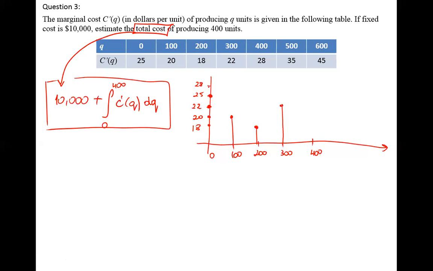Okay, I can keep working. 28. And actually, I will put 500 also. 500 will be 35, a little bit taller, okay? And we also have 45 for 600. Okay, that's my quantity, and that's the marginal cost.